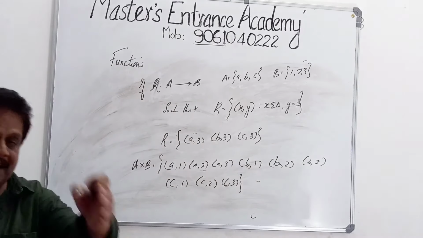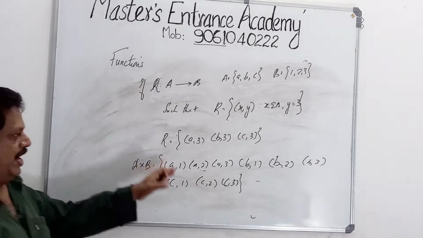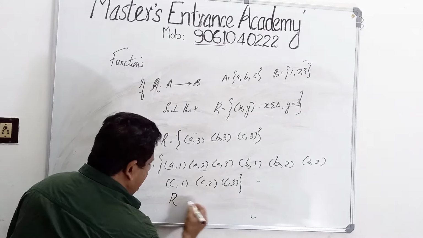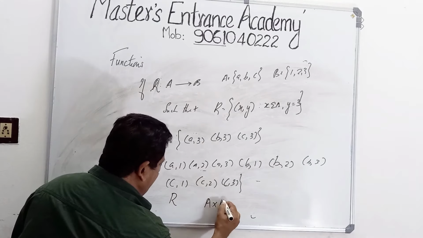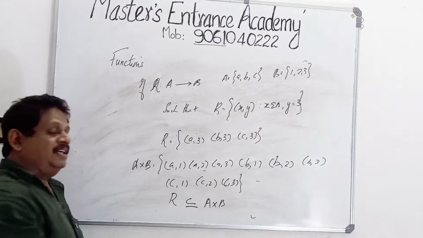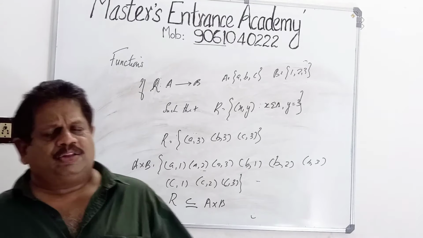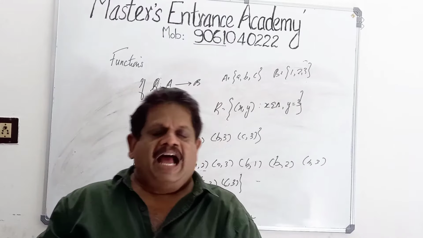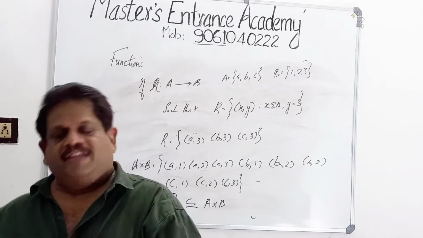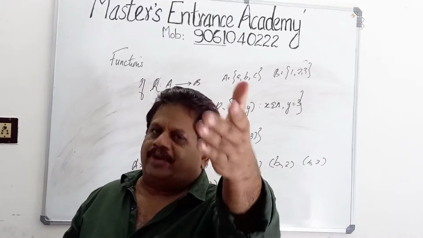And when this is being observed, we could find out that R is inside A cross B. So that means R is nothing but a subset of A cross B. Now that is relation. And in relation, there also comes the domain and the range.